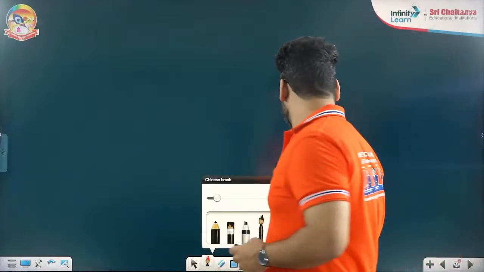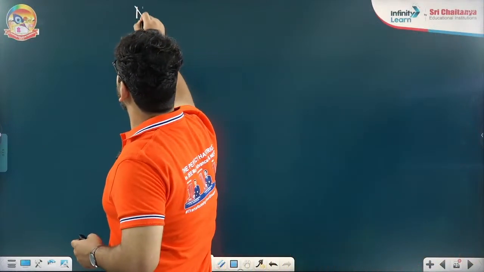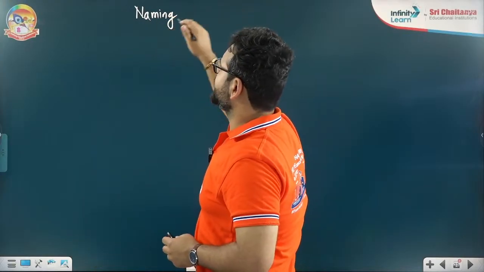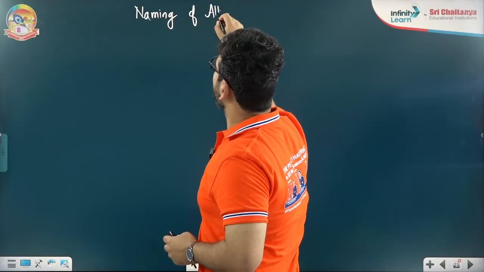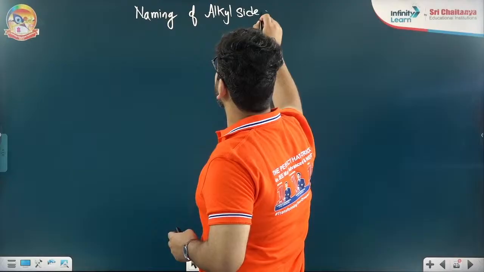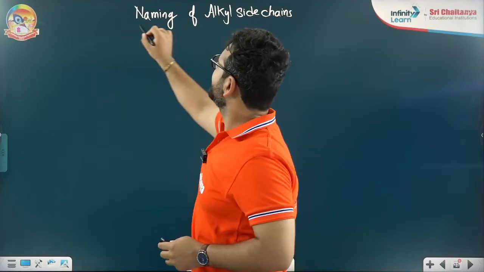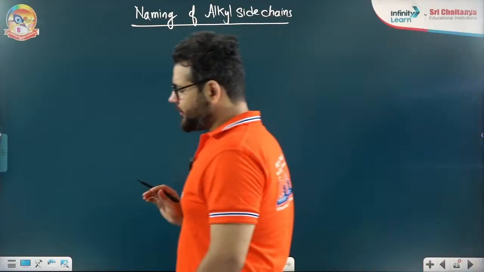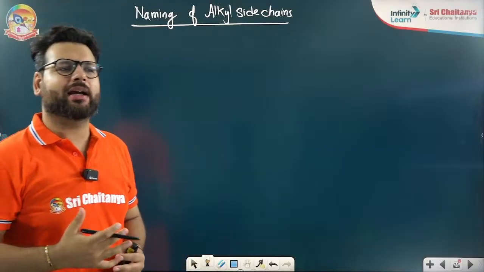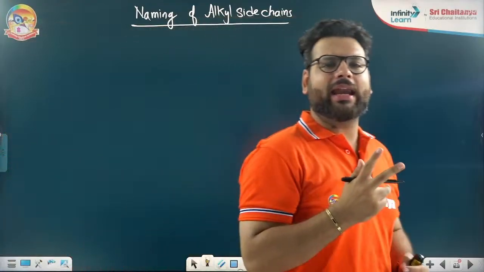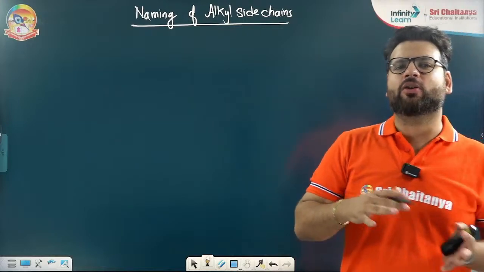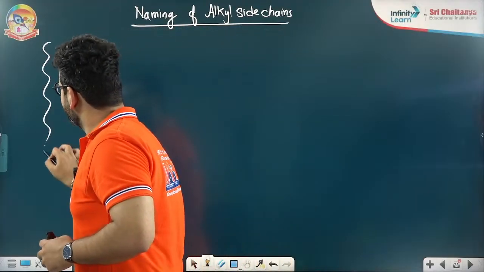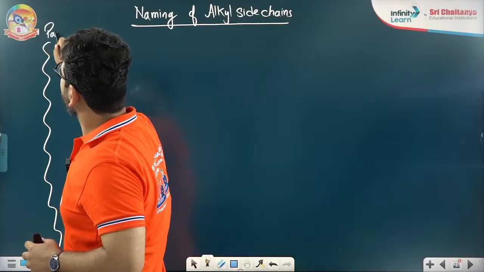Now, you can all write down naming of alkyl side chains, and then we will see all the different nomenclatures. Beta, whenever you have an alkyl side chain, it can be of 2 types. It may be a simple side chain, or it may be a complex side chain. Let's say this is the parent chain going on.